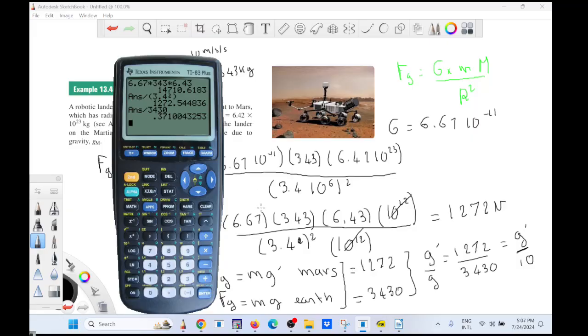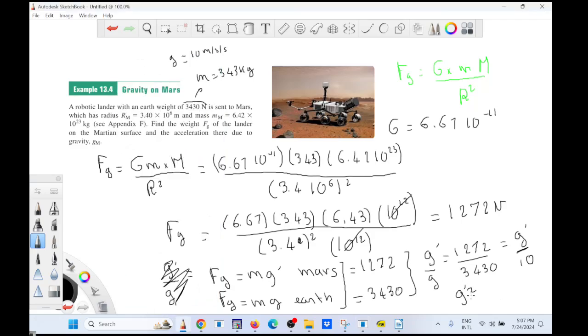Okay. So times 10. So g, the acceleration due to gravity, is 37% less. So about 3.7. So G prime is about 3.7 on Mars. So it's about 4. And on Earth, it's about 10. So that will be a difference of 37%.